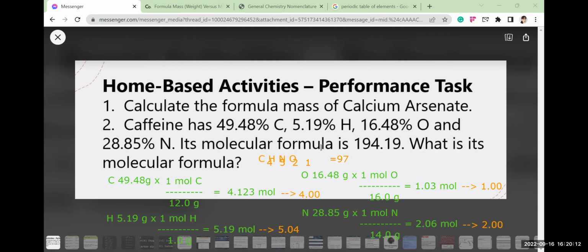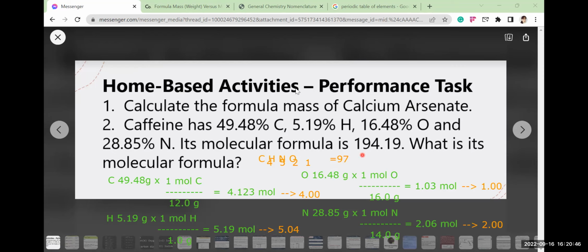Pero, yung molecular mass niya is 194.19. So, ang gagawin mo, divide 194.19 by 97. Ano sagot? 2.001. Right, so around 2. So that means you have to multiply the whole empirical formula by 2 to find the molecular formula.